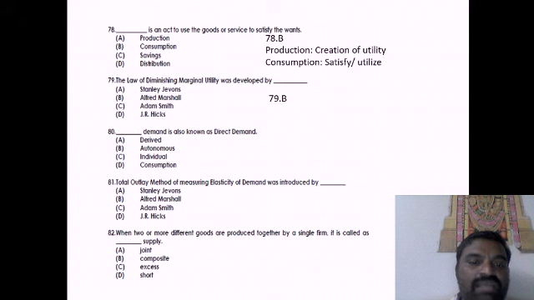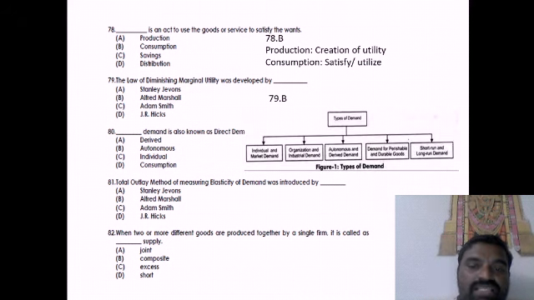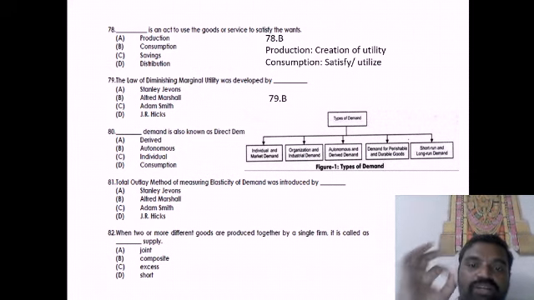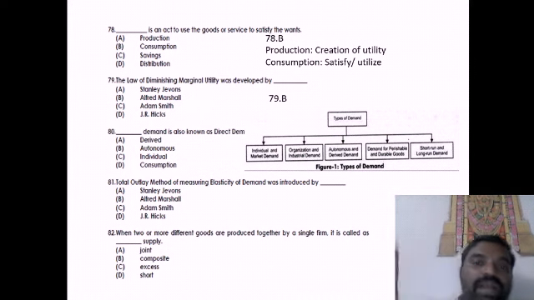Dash demand is also known as direct demand. See, types of demand are individual demand and market demand, organizational demand, industrial demand, autonomous demand and derived demand, demand for perishable goods and durable goods, short term demand and long term demand. Individual demand means demand for a particular item. Market demand is demand in the market as a whole. And organization demand is for a particular organization.